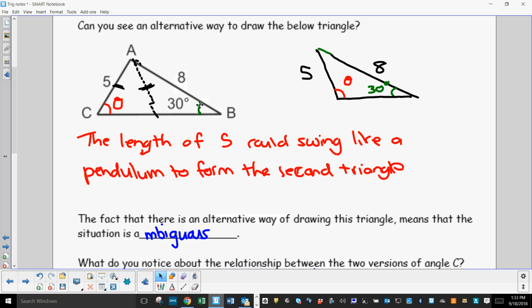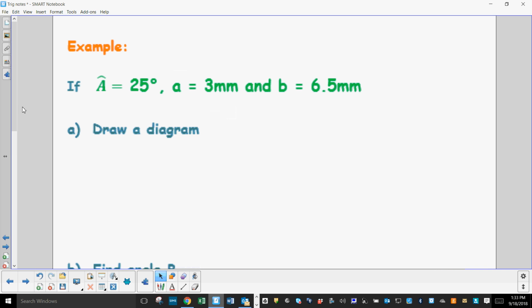and that helps me to see: is the angle non-included? Is it over here or here? And is it opposite the shortest side? So I try to set it up in this style. That's just my way, and that helps me to see if it's ambiguous or not.